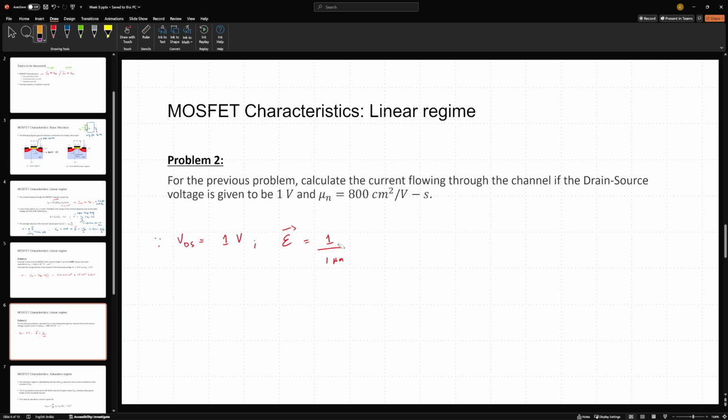You will see that we don't even have to bother calculating these quantities. So this is the electric field, which implies the average velocity is going to be 800 into 1 volt divided by 1 micron. You can see that the volt has cancelled each other, and there is another length dimension that is cancelling it out. So now to this I need to multiply the width of the channel. Therefore IDS.